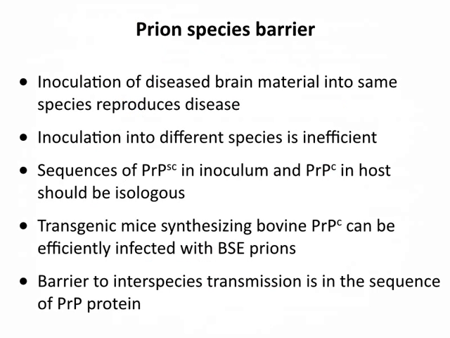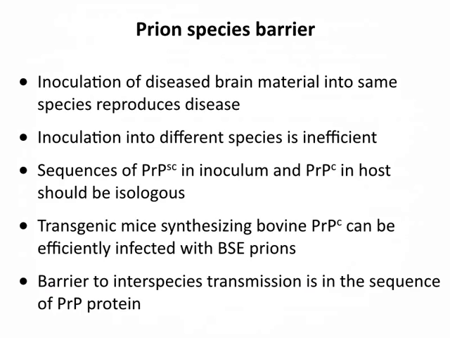An important consideration for prions is this species barrier. It's not always the case that putting a diseased brain extract into a different species will cause disease. If you go from the same species to the same species, that works, but into different species is inefficient. And that's because the sequences usually have to match. So if you're taking a cow prion, the best is to go into another cow to get disease. Now it turns out that cow prions have a very broad host range. So you can actually infect mice with cow prions.